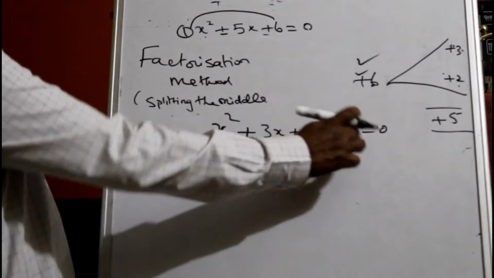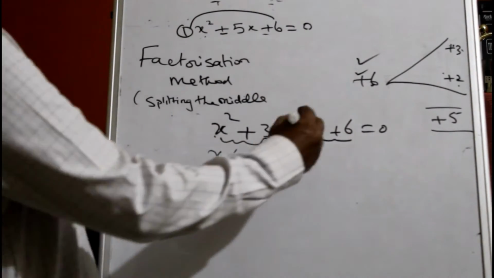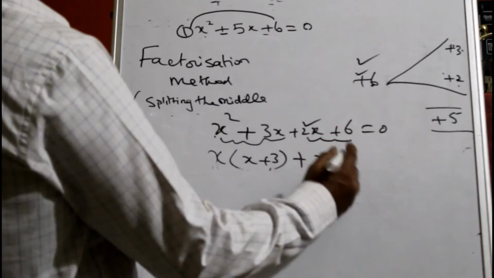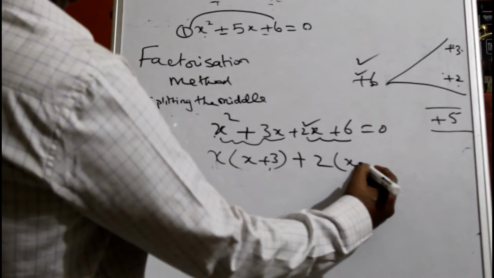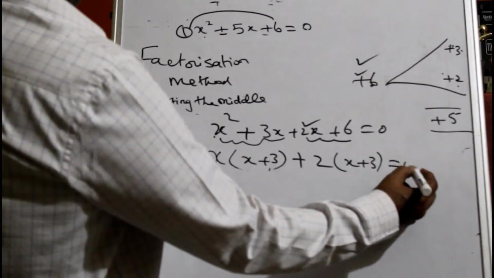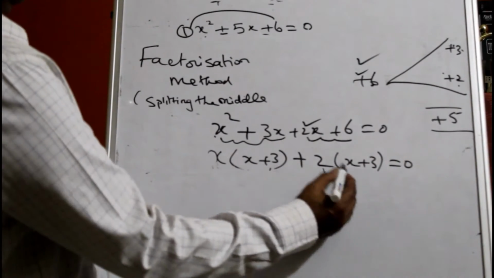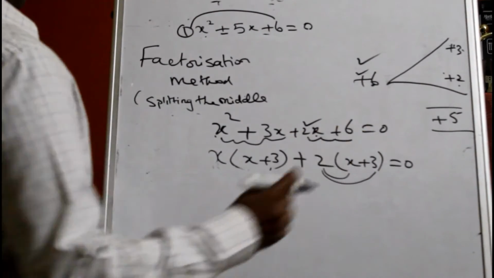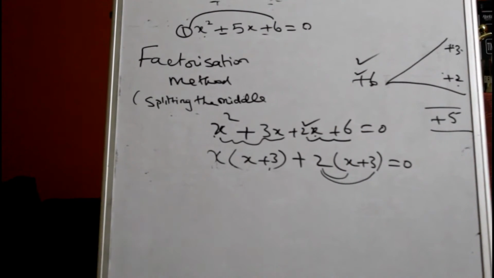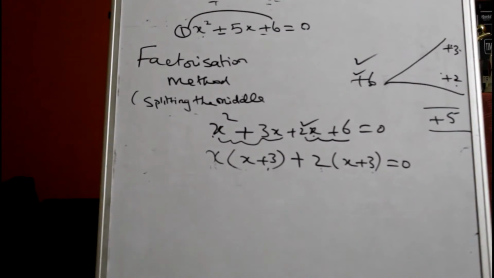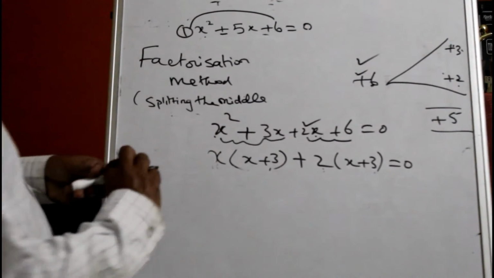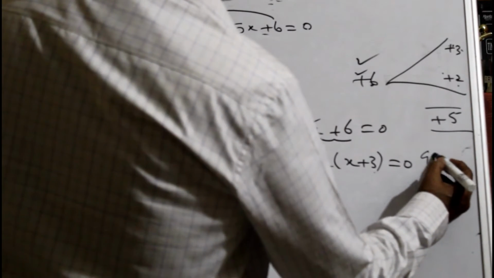After putting the sign only, you must see here. The common number in between these two is 2. Remember, x is not common, 2 is common. When you take 2, you get x plus 3 equal to 0. If you want, you can check it. 2 into x, you get 2x. 2 into 3, you get 6. So, this is called grouping the terms. After splitting, this is called grouping the terms.